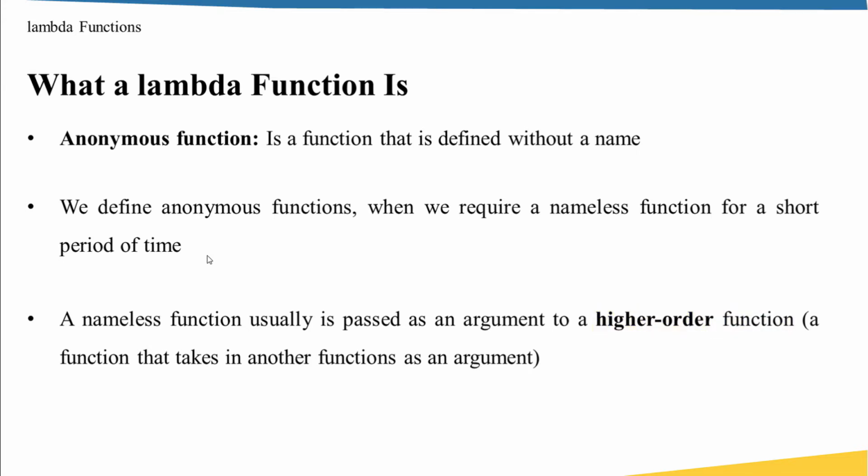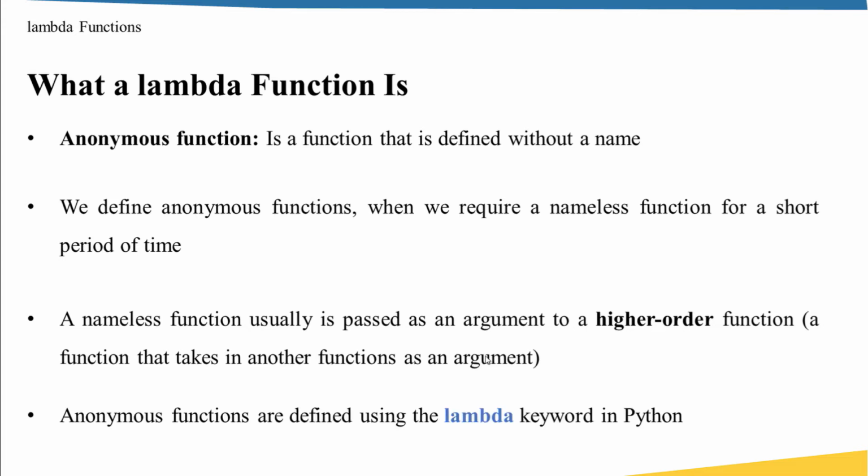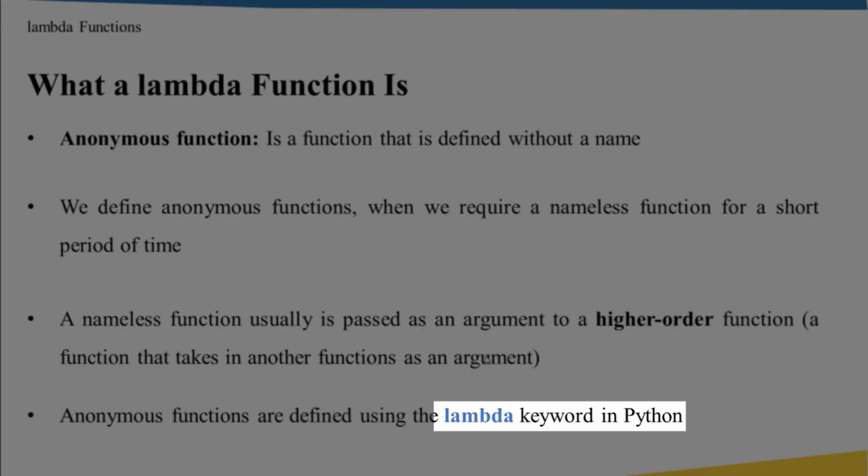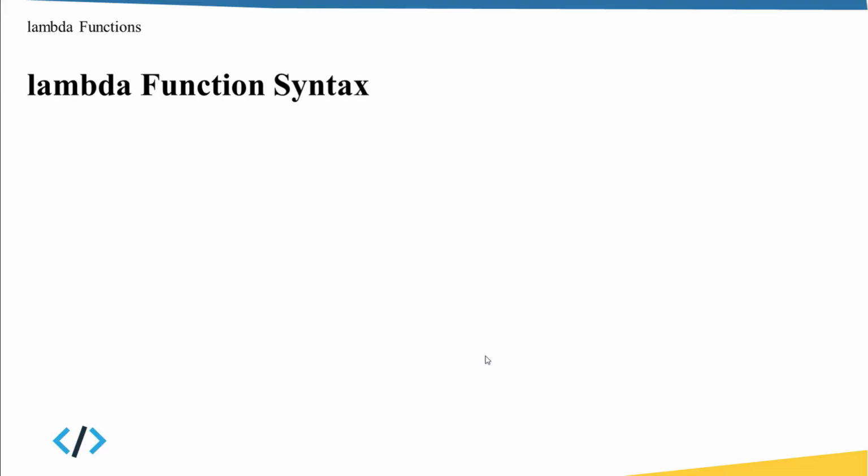In other words, in Python we can make a function take other functions as arguments. And this is possible because anything inside Python is an object, even the function itself. Now, if you want to define anonymous functions in Python, you have to use the Lambda keyword. Let's see the syntax together.